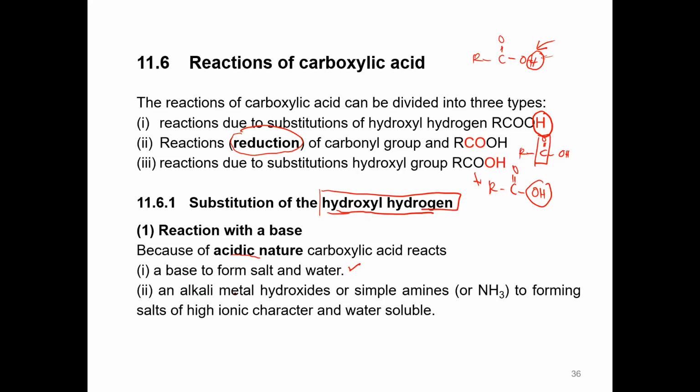Okay, and alkali metal hydroxide or simple amines or NH3 form a salt of high ionic character and water soluble. This is the same, an alkali metal hydroxide means a base as well. A simple amine, meaning amine or ammonia, its nature is also a base, to form a salt of high ionic character and water soluble. So if you have carboxylic acid reacting with a base, or alkali metal hydroxide or simple amine, the hydroxyl hydrogen will be substituted.